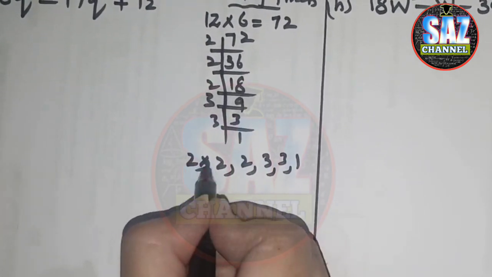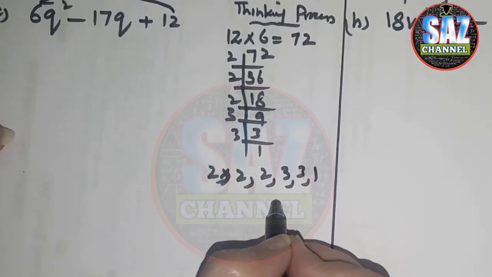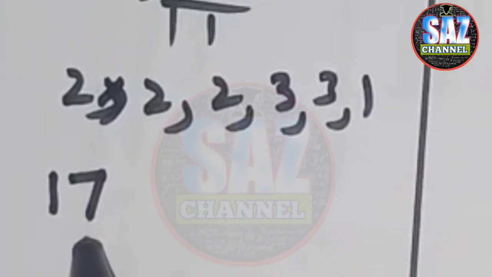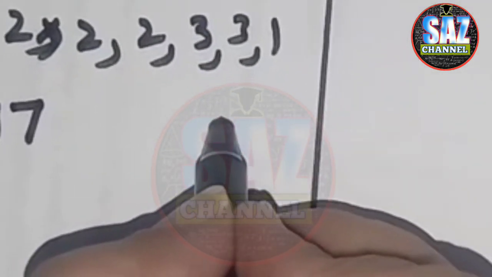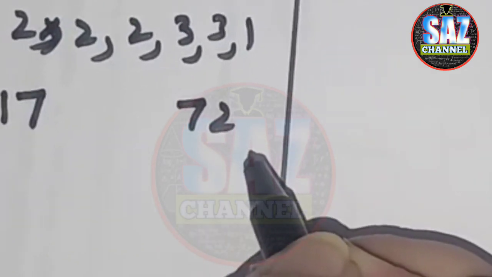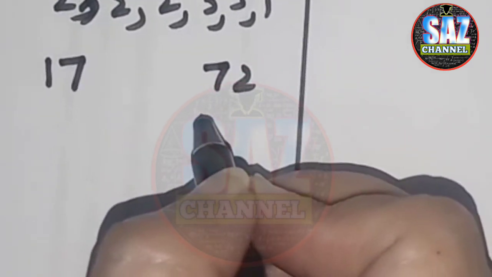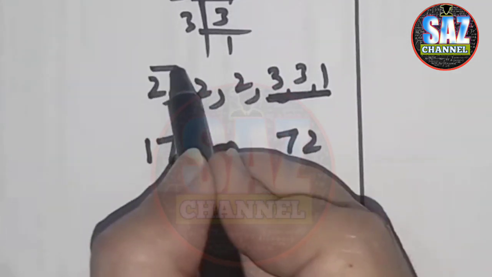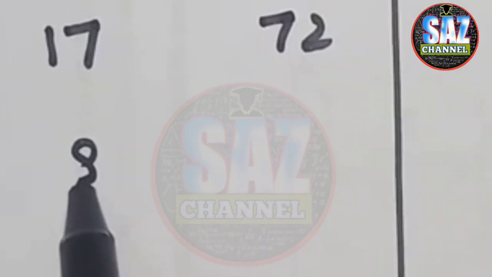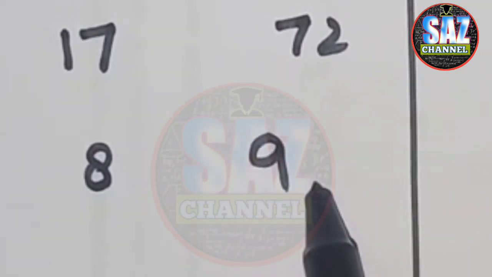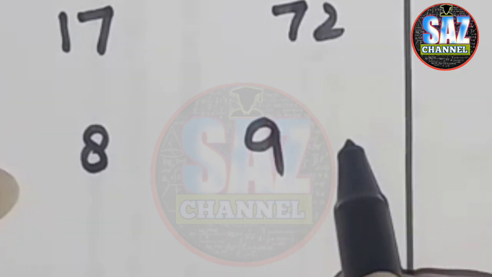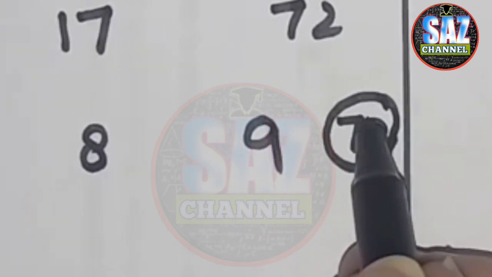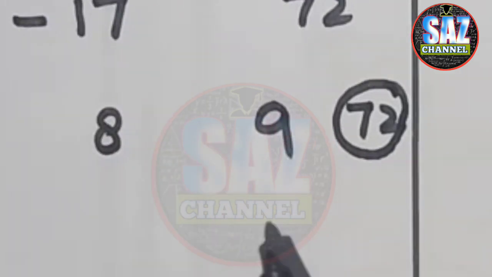Now what I have to do is make two numbers out of all these factors in such a way that when I'm adding or subtracting, I'm getting minus 17, and when I'm multiplying, I'm getting 72. Now the thinking process starts. If I take these three 2's together and these two 3's together, I'm getting 8 and 9. 8 multiplied by 9 can give me 72, but I need minus 17 as well.